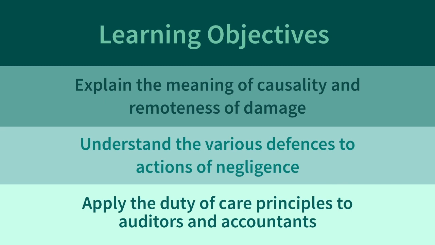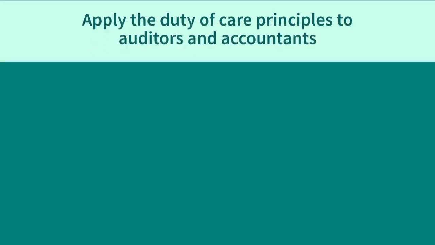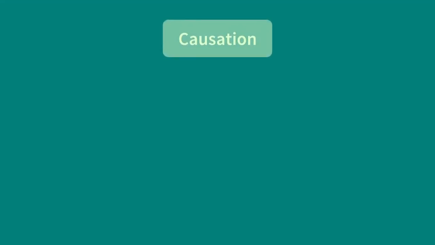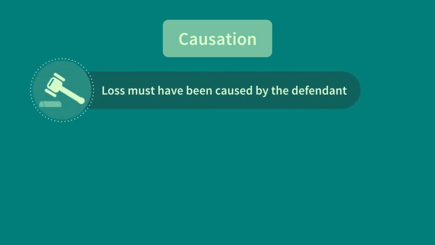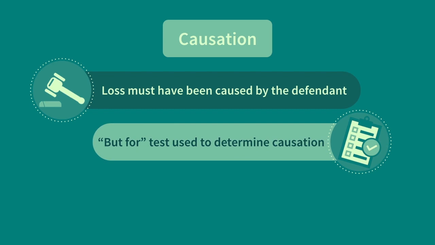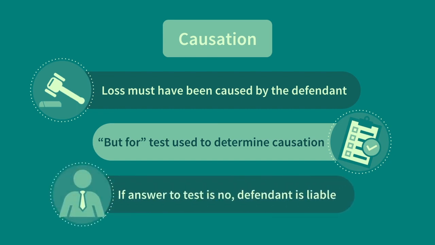We have already discussed briefly in the previous presentation the issue of causation and remoteness for breach of duty. We will now examine them in more detail. To demonstrate causation in tort law, the plaintiff must establish that the loss they have suffered was caused by the defendant. In most cases, a simple application of the but-for test will resolve the question of causation in tort law. This is, but for the defendant's actions, would the plaintiff have suffered the loss? If yes, the defendant is not liable. If no, the defendant is liable.